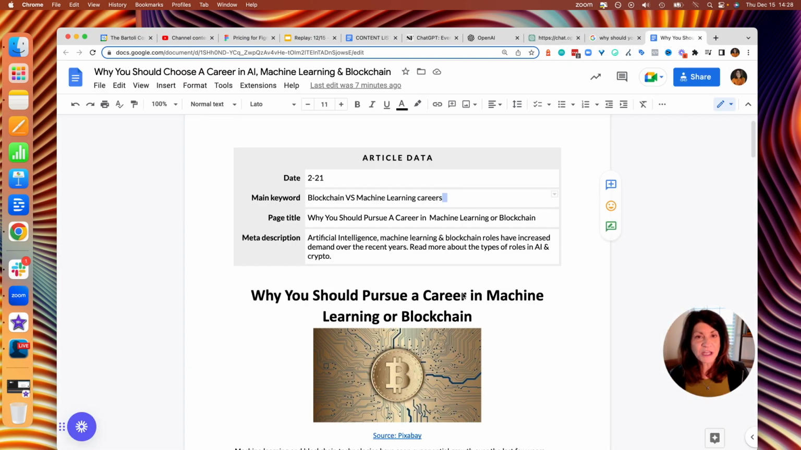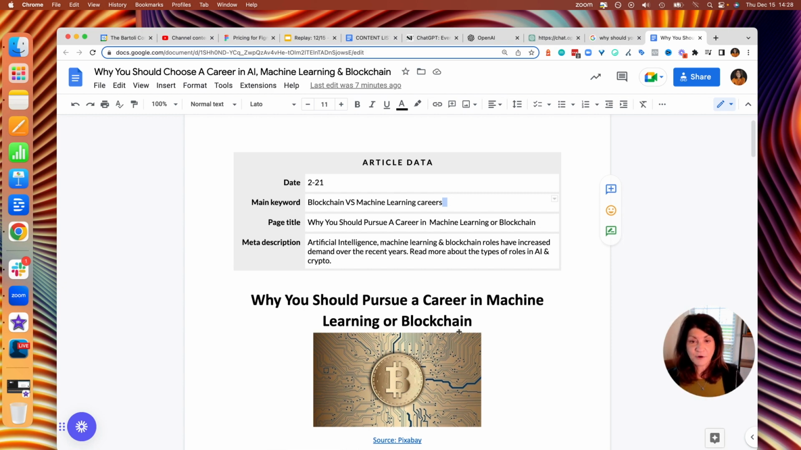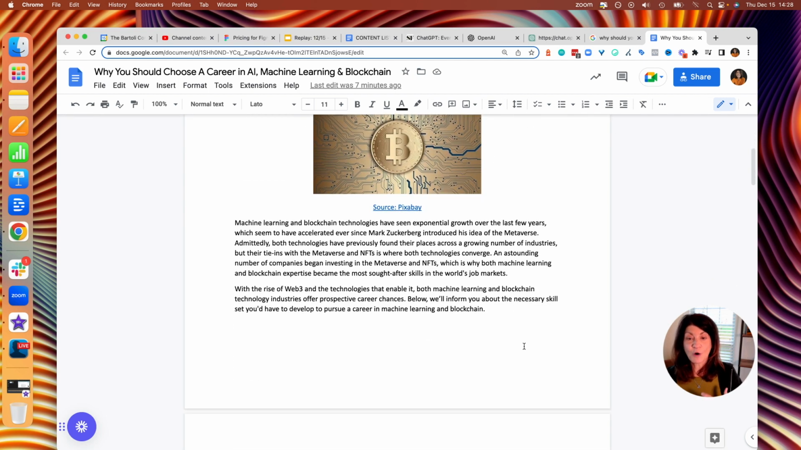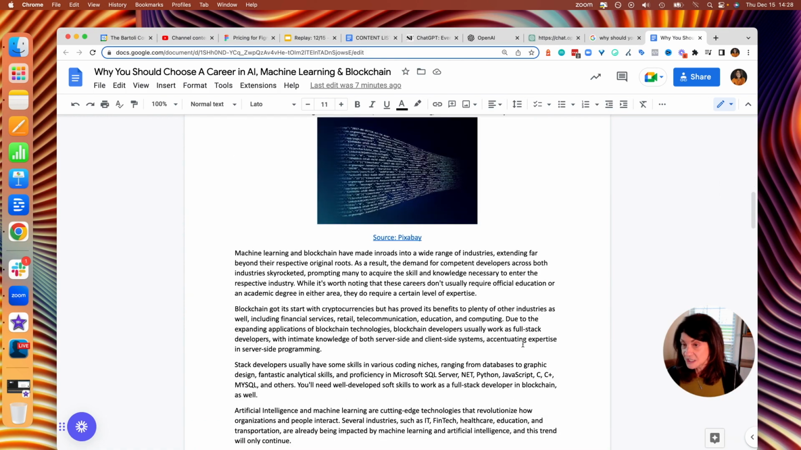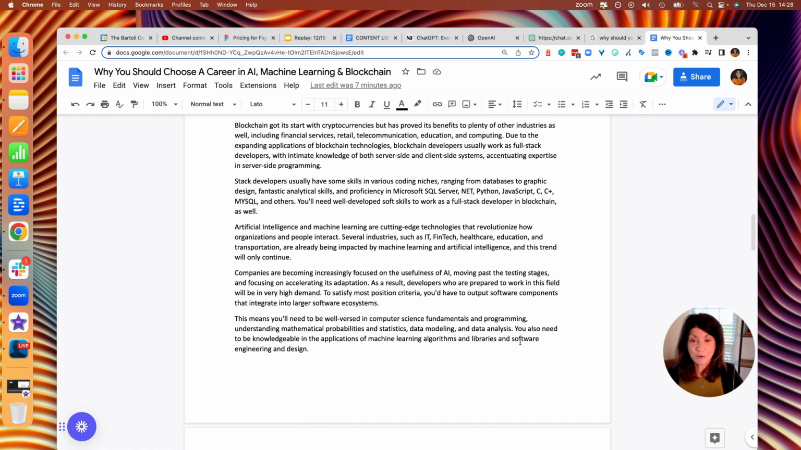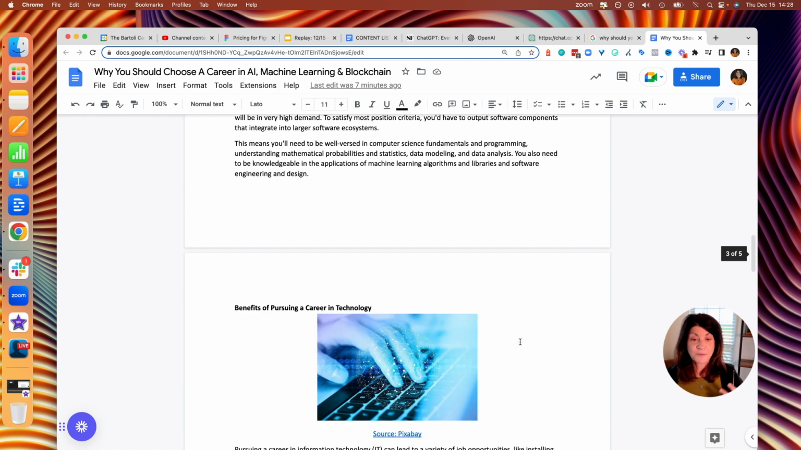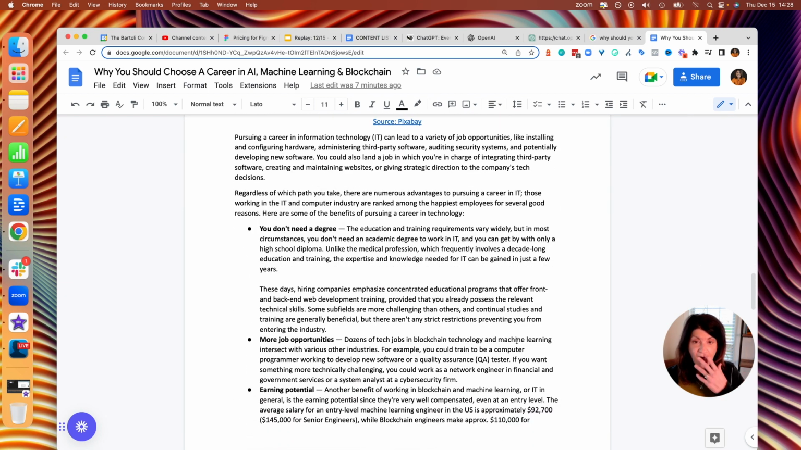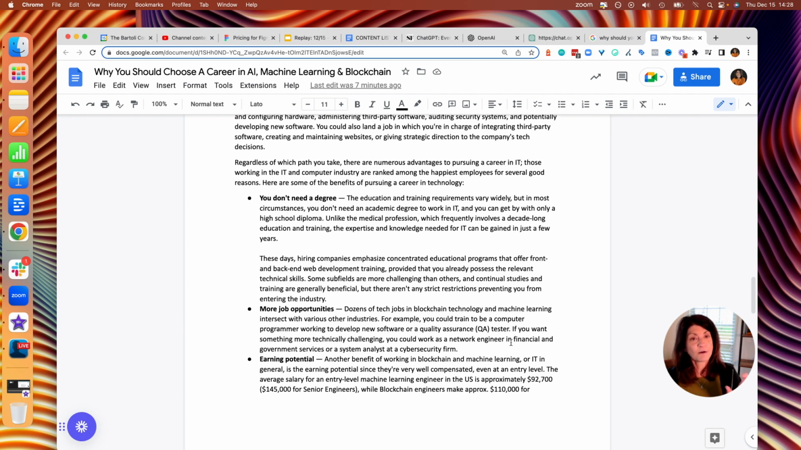So, when we look at what we do for our clients, here's an example of an article we wrote for one of our clients on whether you should pursue a career in machine learning or blockchain. This was all written by our human, experienced US-based writers. And we are sourcing different information from around the web, but more importantly, this is from a writer who does have experience in a career in machine learning and blockchain.